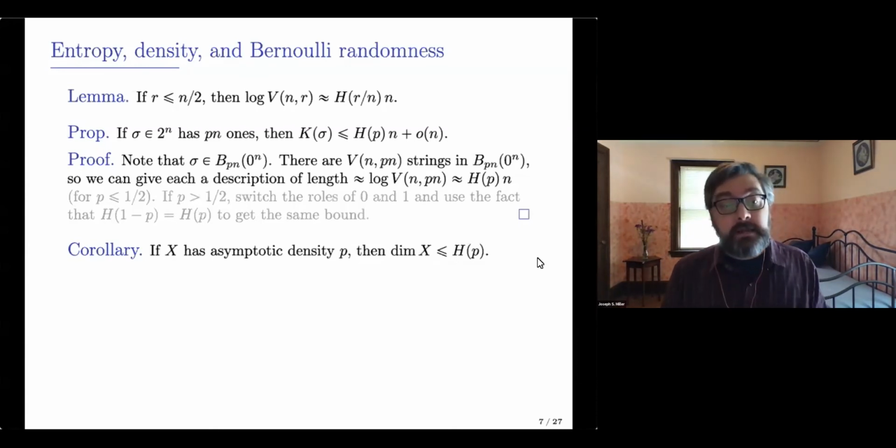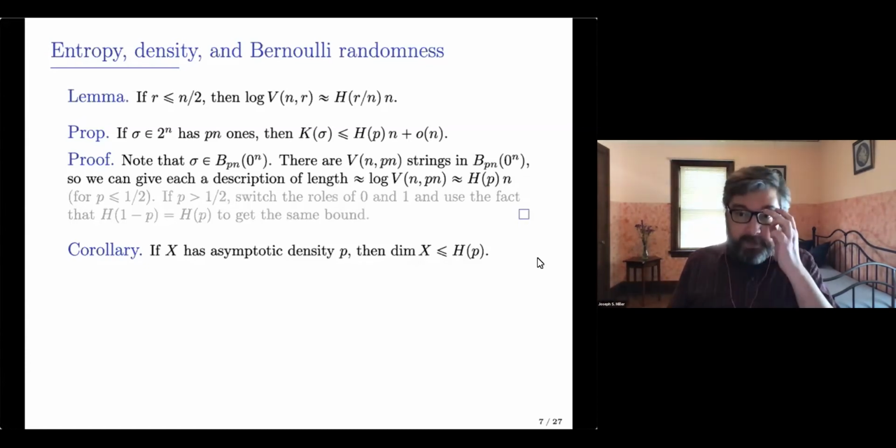Okay, so we get that if x has asymptotic density p, then its dimension is less than or equal to h of p. So we're already getting a nice connection between density and entropy.